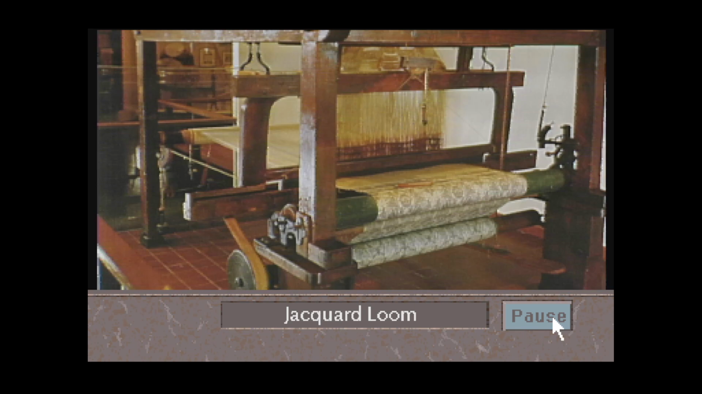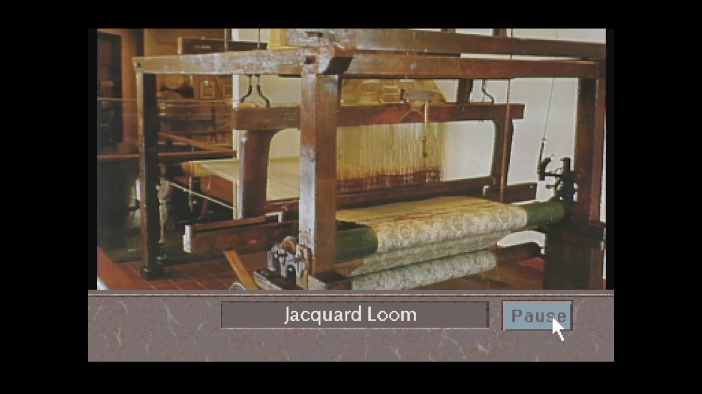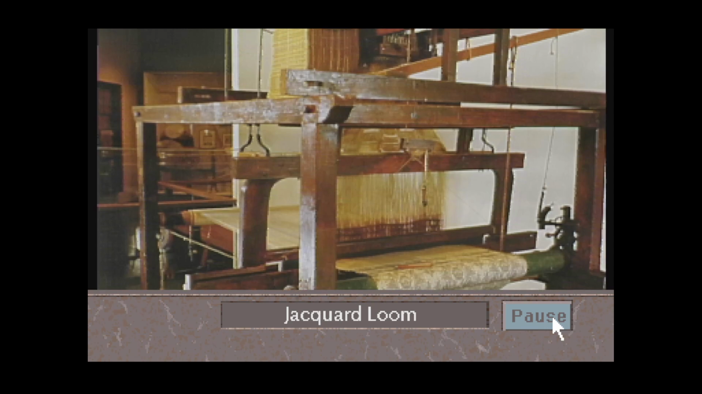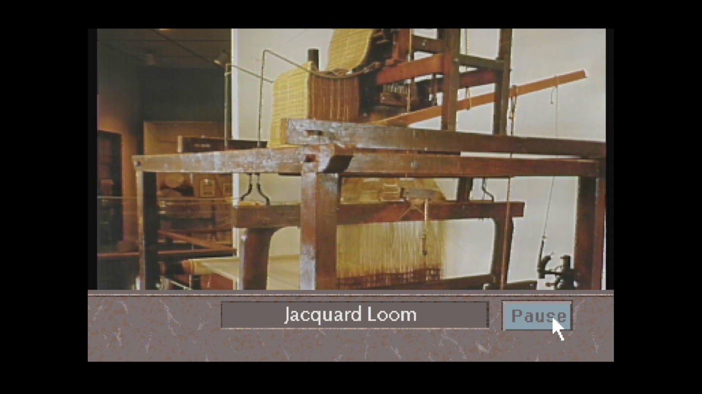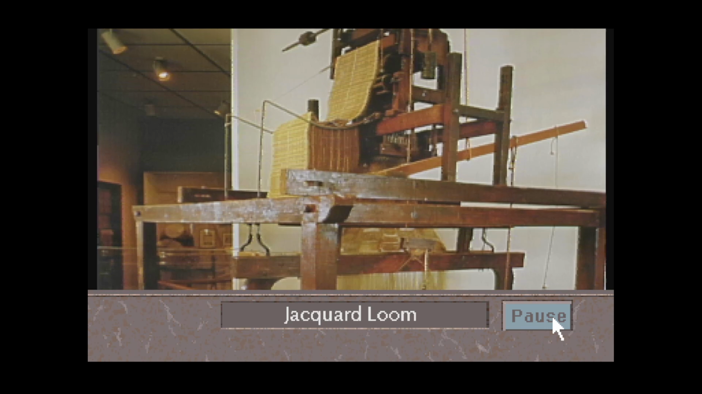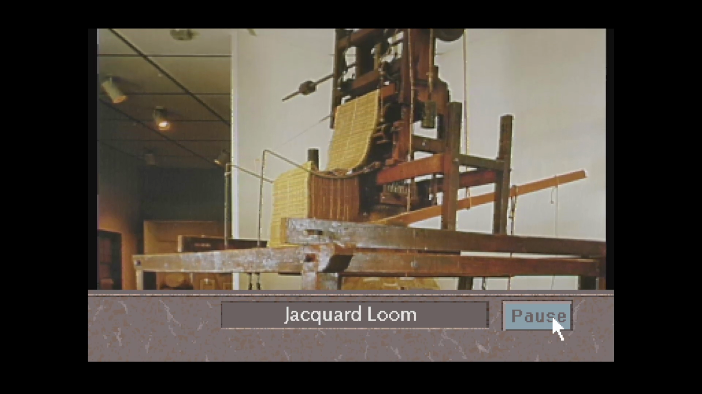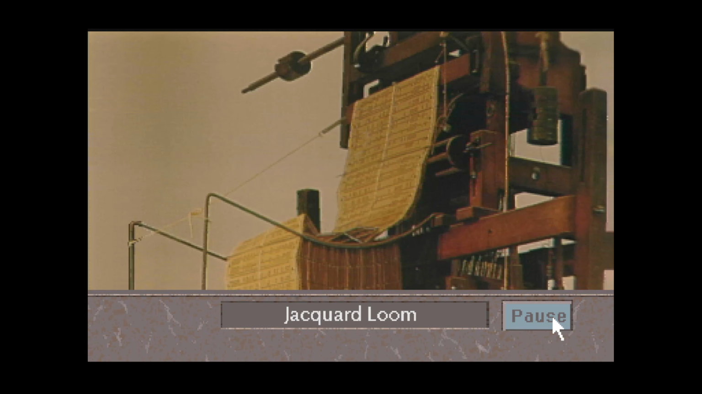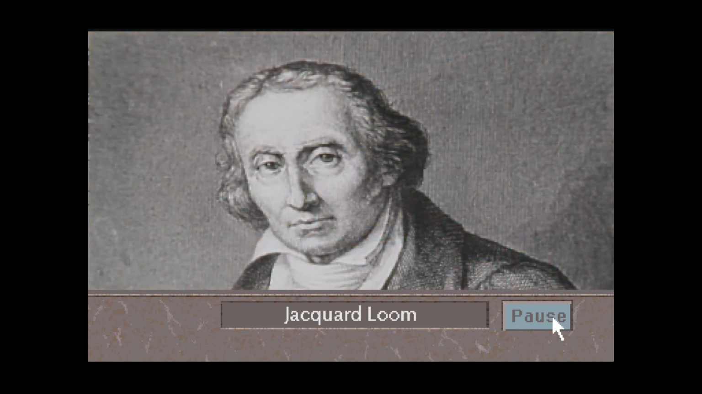A French hand loom from Lyon has an attachment that automates the selection of yarns to weave patterns. It consists of a series of cards, each punched with holes to which the loom reacts. The idea of keeping information in the form of punched cards became a vital step in the development of the computer. This was the brainchild of Joseph-Marie Jacquard, who introduced his extraordinary loom in 1804.